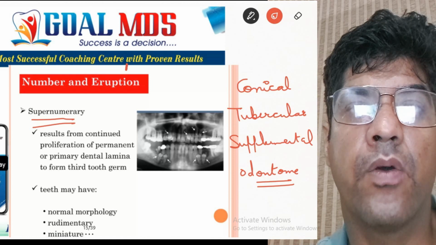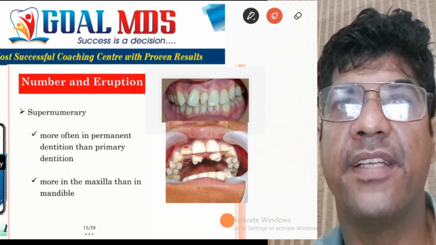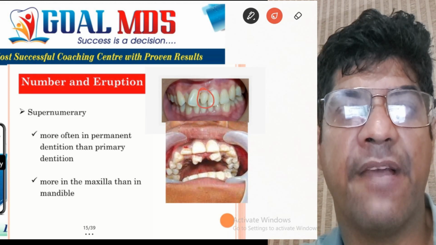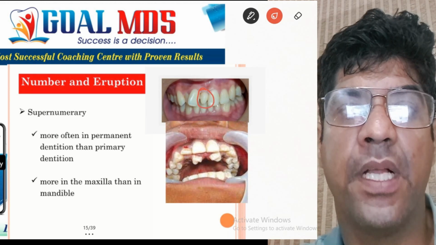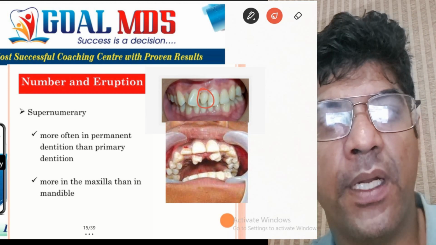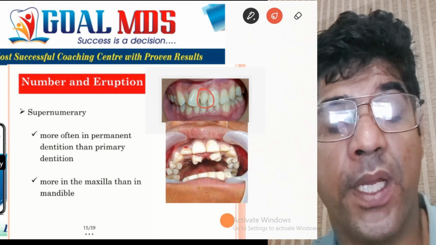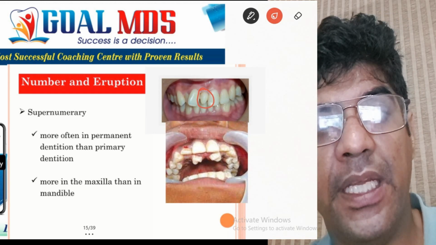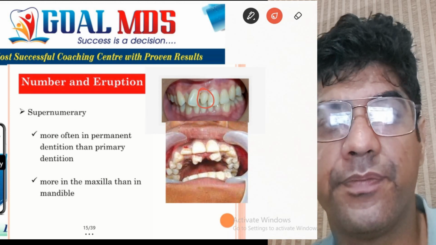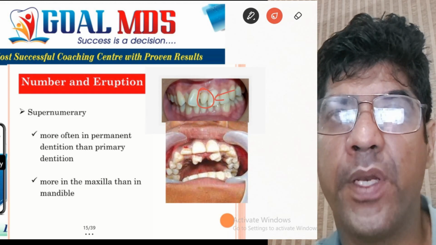Now the conical, these are referred to as peg-shaped supernumerary teeth. They have a pointed or conical appearance, and they are smaller than the regular teeth. They are the most common type, seen in the anterior region of the mouth.